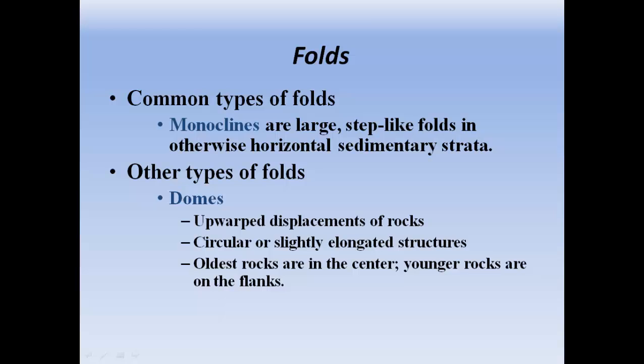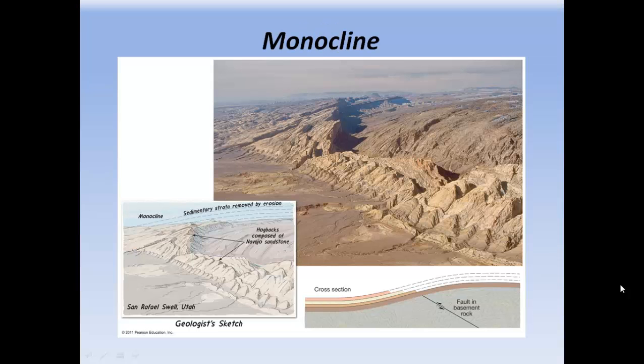We also have domes and basins. Domes are upwarped displacements of rock, circular or slightly elongated structures. The oldest rocks are in the center, and the younger ones are on its flanks. First, there's a monocline, so these rocks were just bent a little bit here. It forms kind of like a step. So here's this monocline forming this step.